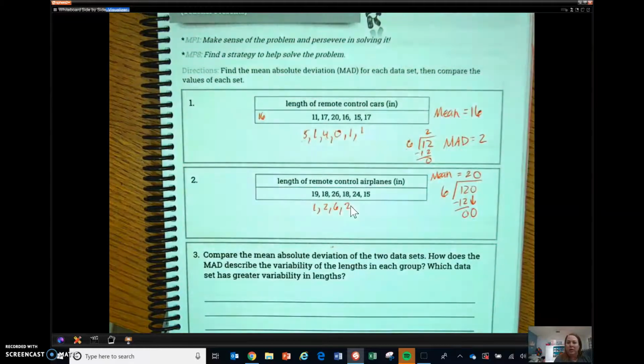24 minus 20, oops, that's not really good lighting now. Sorry guys, I just noticed that. There we go, that's better. Ooh, hello, hello. There we go.